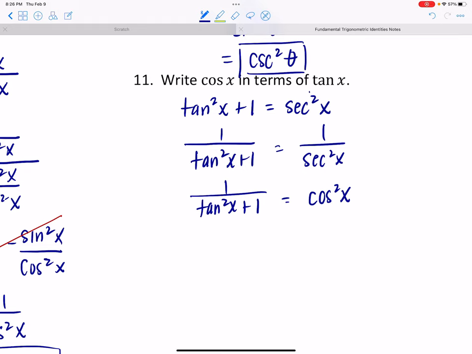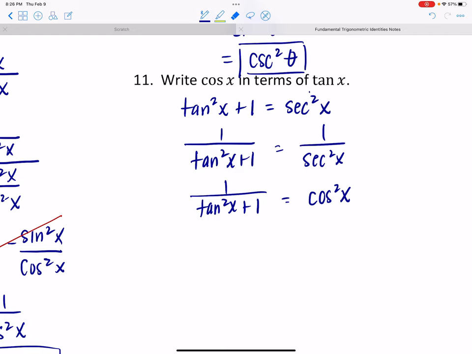Again, cosine and secant are reciprocals, so not only can we say that secant is the reciprocal of cosine, but we can say cosine is the reciprocal of secant. Okay, so they work both directions, and we've seen that. So now we're here, one step closer. I'm trying to solve this for cosine, because then on the other side of the equation I will have something that is in terms of tangent, which was the goal here.